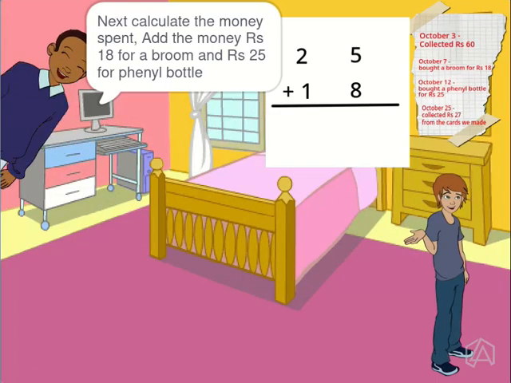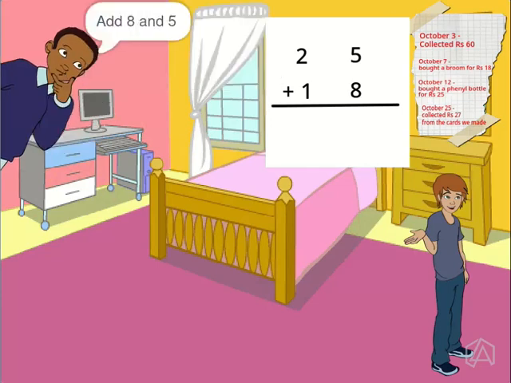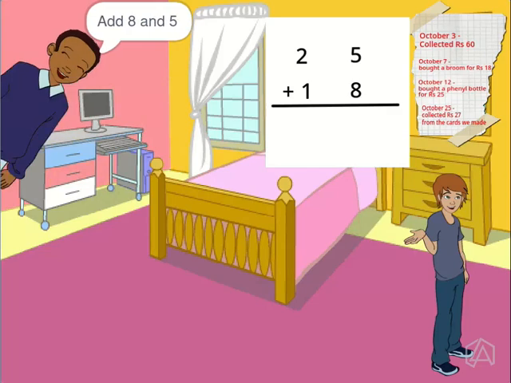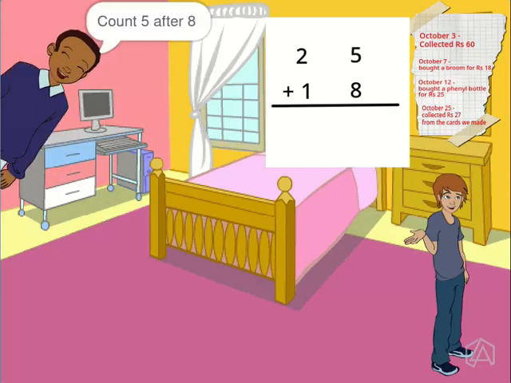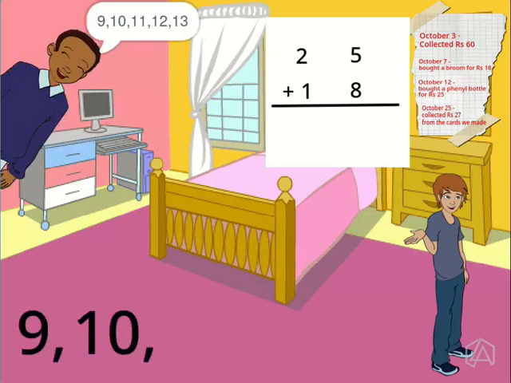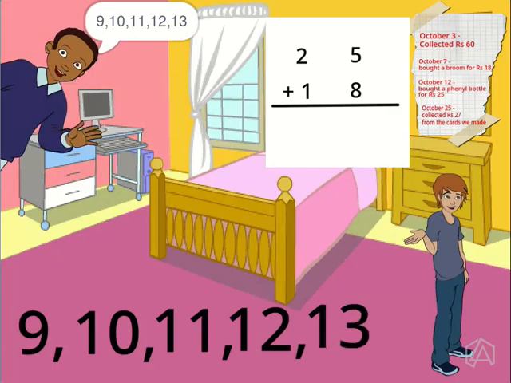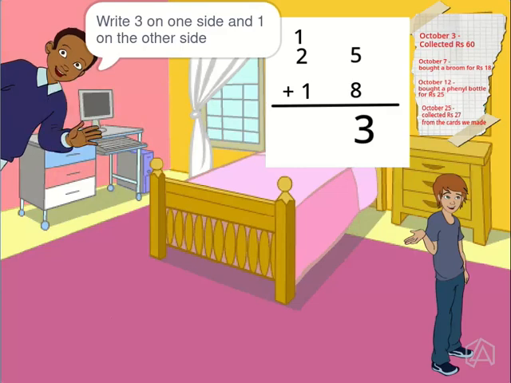Next, calculate the money spent. Add the money Rs 18 for a broom and Rs 25 for phenyl bottle. Add 8 and 5. Count 5 after 8. 9, 10, 11, 12, 13. Write 3 on one side and 1 on the other side.